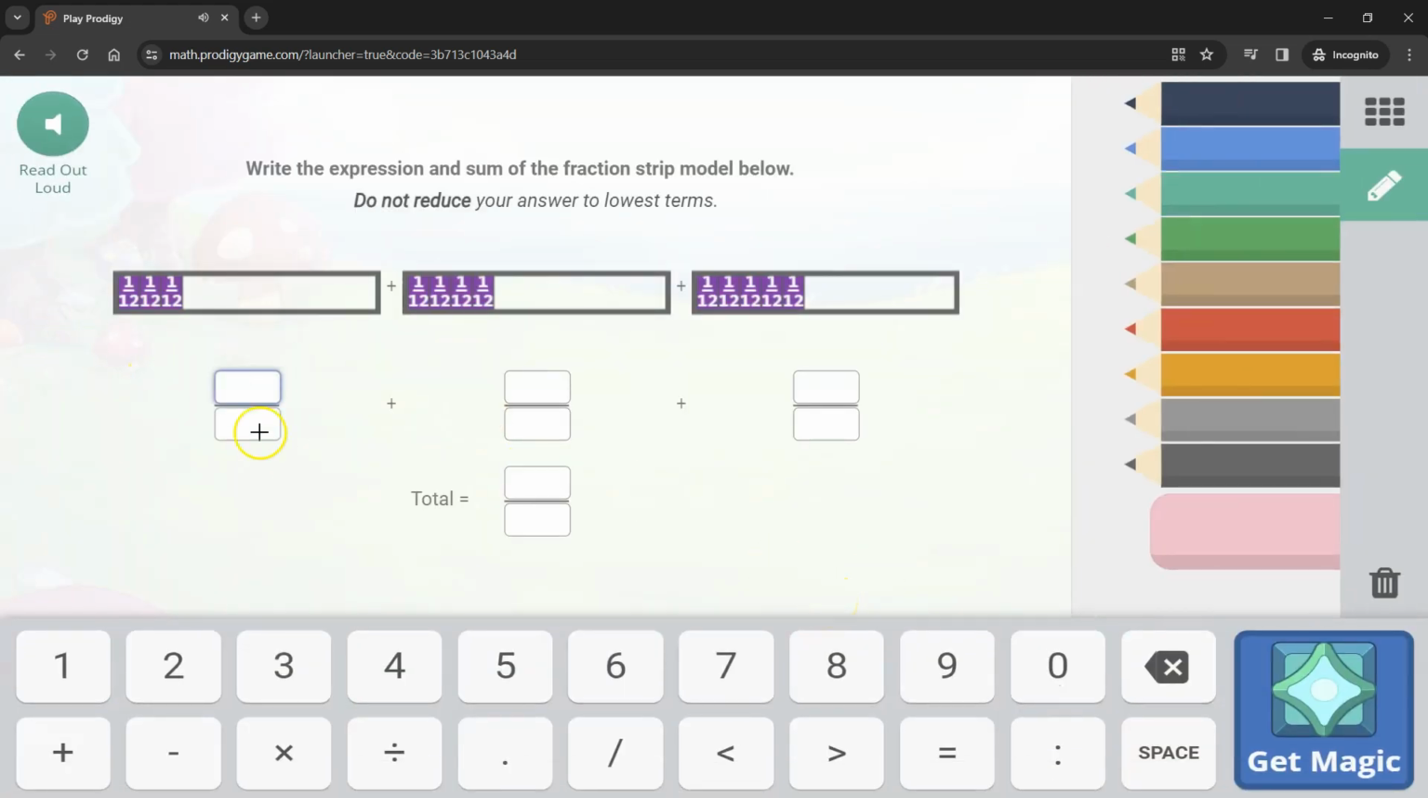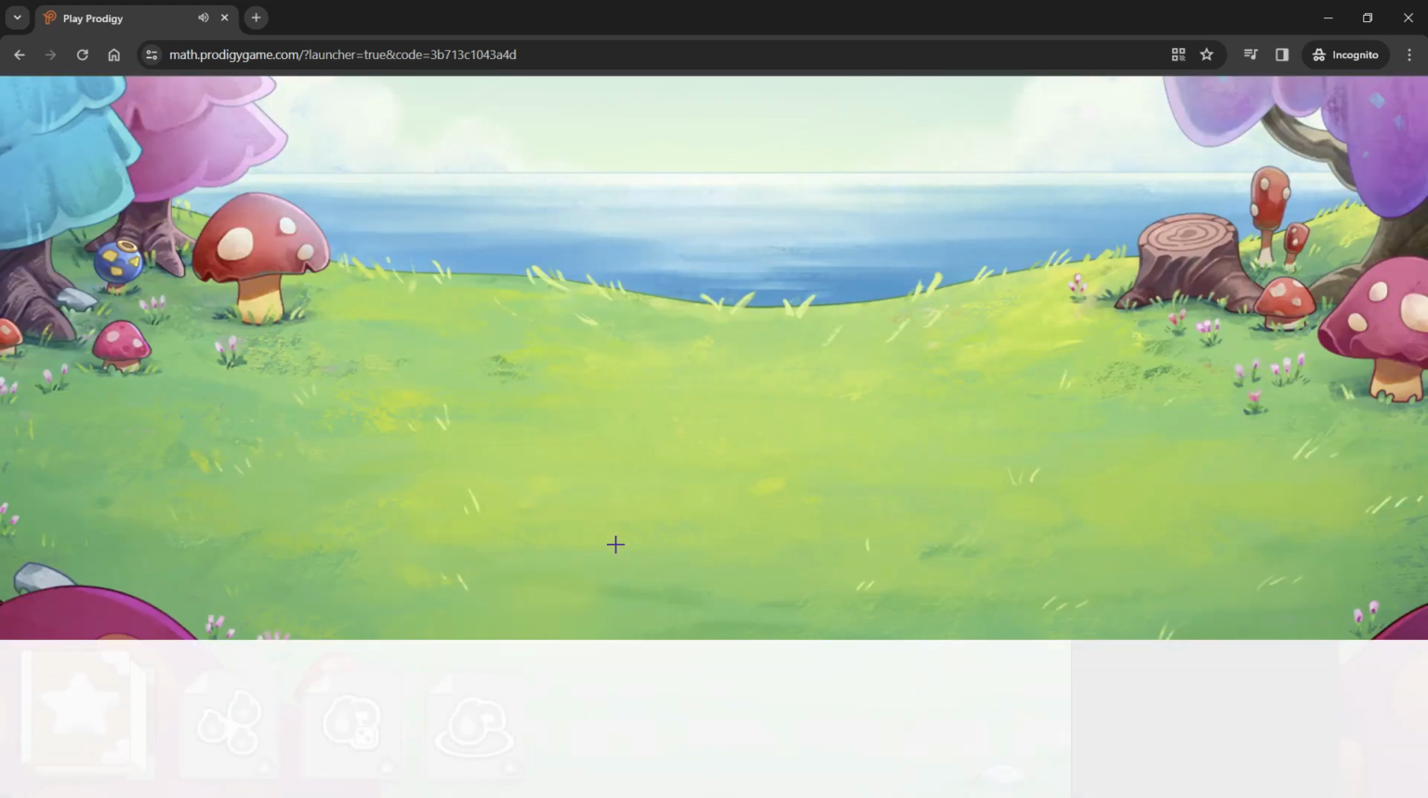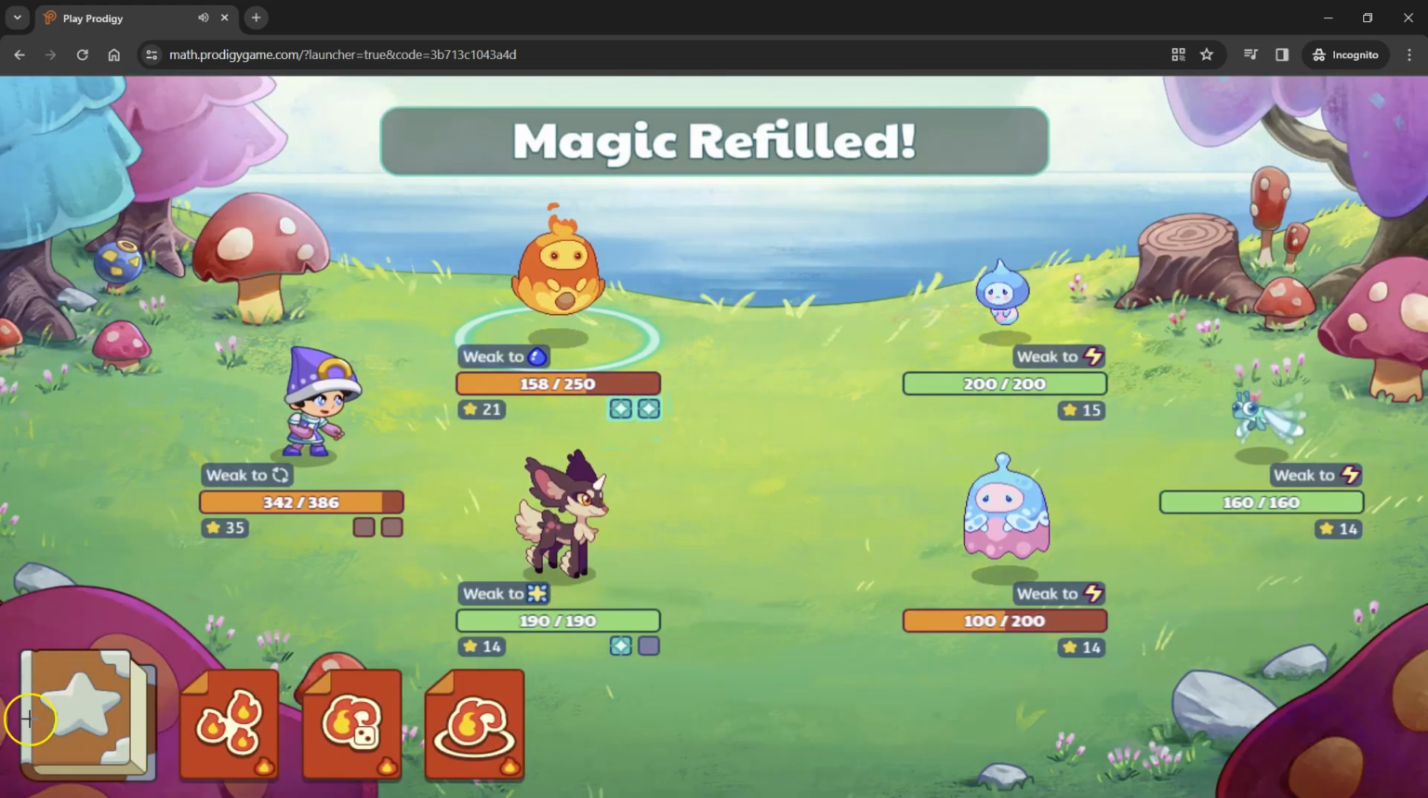All right, if we look here, all of these say 12s. So we're going to start off by just putting 12 in the denominators. In my numerators, I have 1, 2, 3 here. I have 1, 2, 3, 4 here. And I have 1, 2, 3, 4, 5. Because all our denominators are 12, I can just add across. 3, 4, 5. 3 plus 4 is 7. 7 plus 5 is 12. And we do not want to reduce our answer.